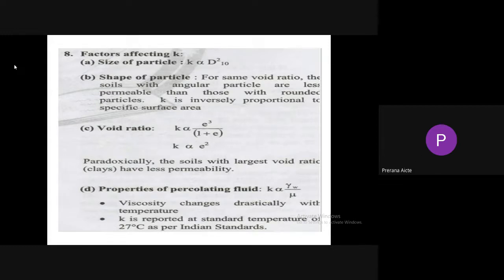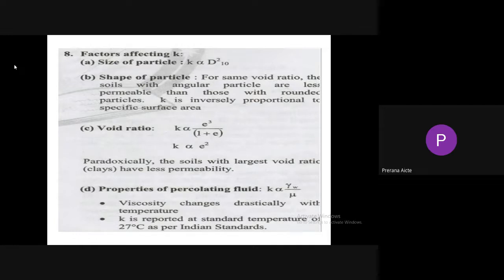Paradoxically, the soils with the largest void ratio have less permeability. Clay soil has the largest void ratio, but the size of the voids is very small, hence it is called the least permeable soil. Permeability is very, very low for clayey soils, even though they have more void ratio.